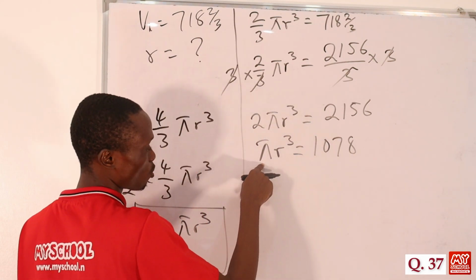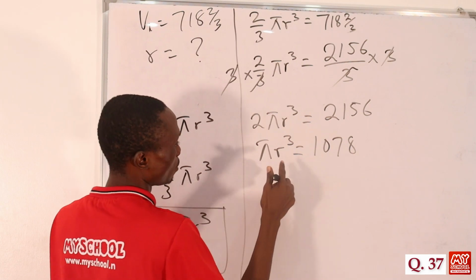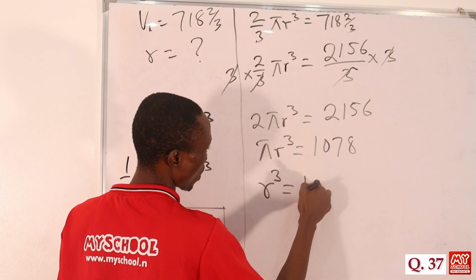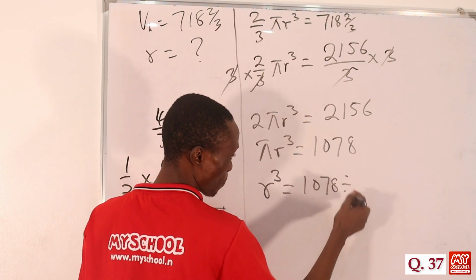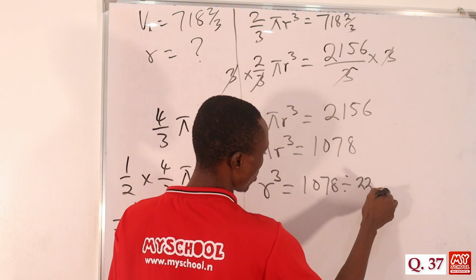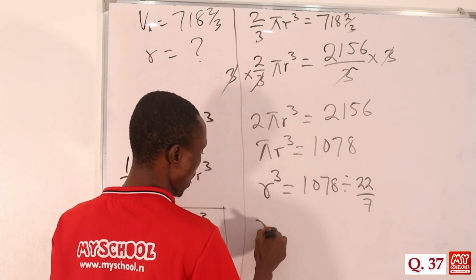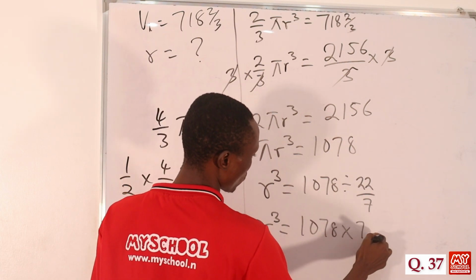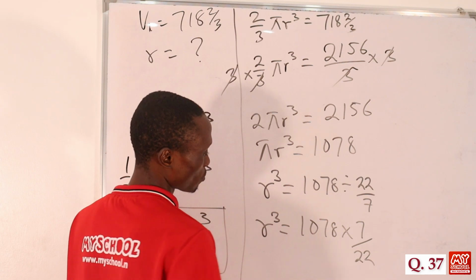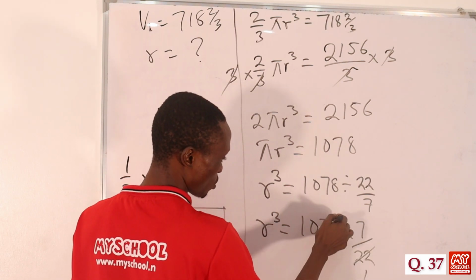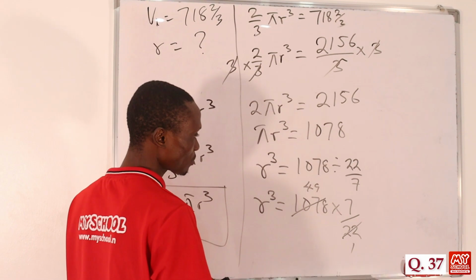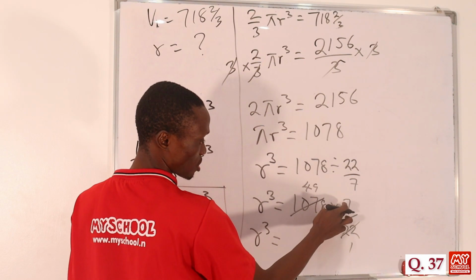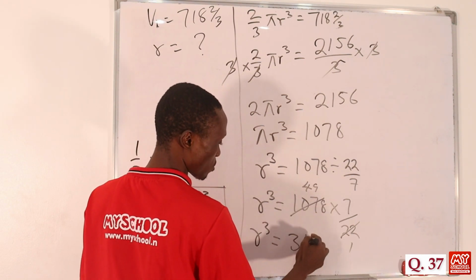Then the next thing is for us to divide through by π. If we divide through by π, we'll be having r raised to power 3 equals 1078 divided by π. But remember that π is 22 all over 7. So r cube is equals to 1078 times 7 all over 22. 22 here is going to give us 1, 22 into 1078 is going to give us 49. So that r cube is equals to 49 times 7, and that will give us 343.